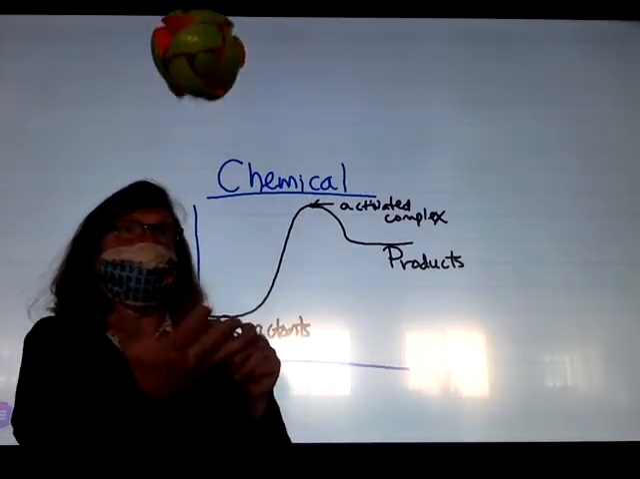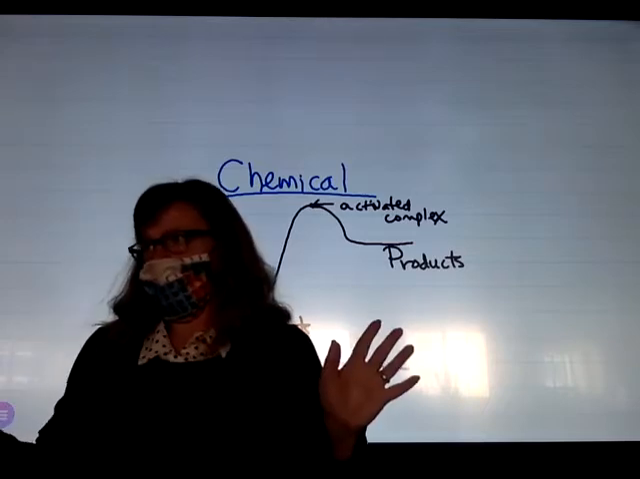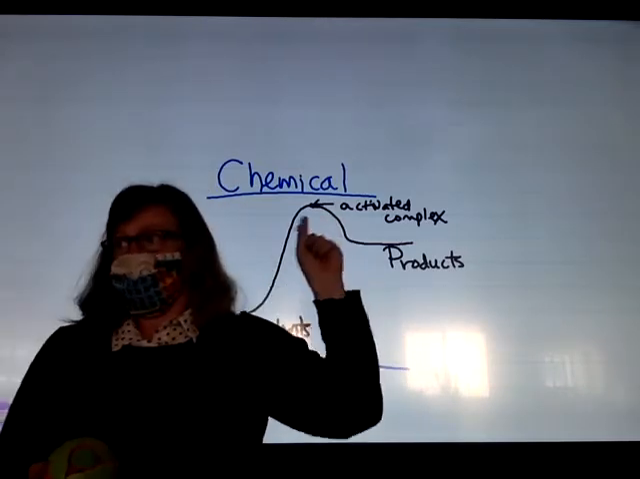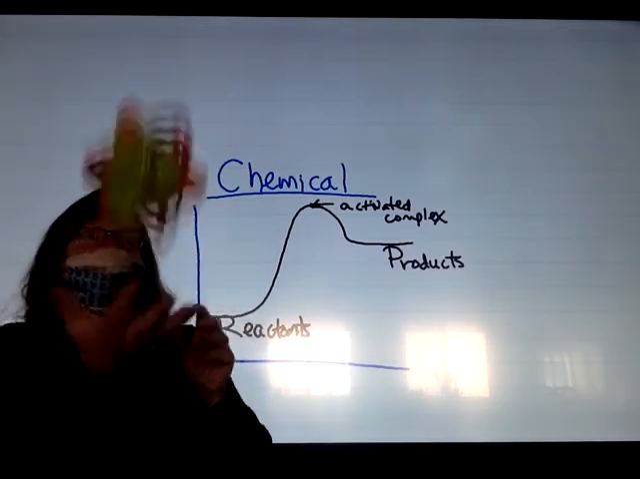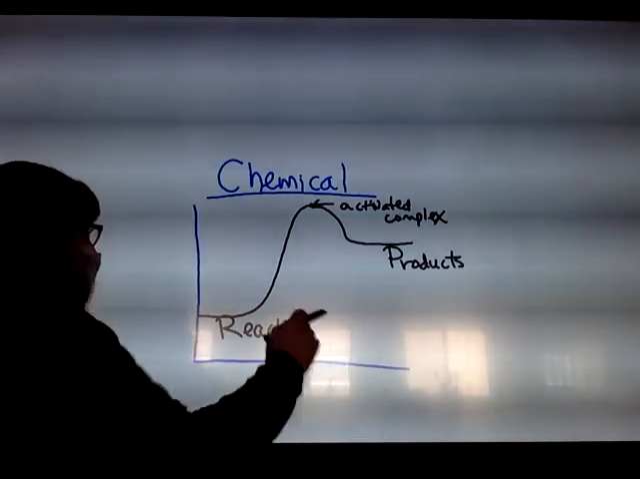Okay? That in-between state is your activated complex. And it's very complex. Like if you go on to college studies, this activated complex could be 10 steps long. I mean, it's very intricate. But we're simplifying it and saying it's an in-between state. Okay. How do we get there?